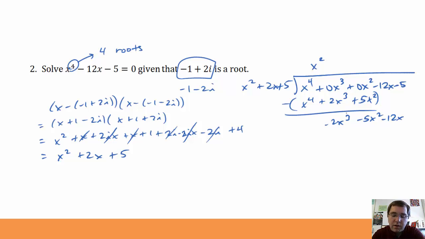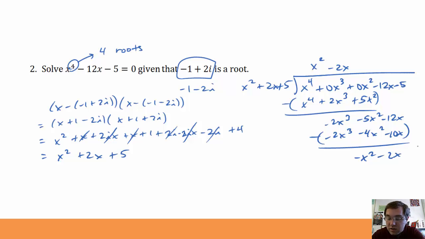I take negative 2x cubed and divide it by x squared. I get negative 2x. I multiply by negative 2x. I get negative 2x cubed minus 4x squared minus 10x. I subtract. First terms cancel as they should. I get negative 5x squared minus negative 4x squared is plus 4x squared, so that's negative x squared. Negative 12x minus negative 10x is plus 10x. That's minus 2x. I take negative x squared divided by x squared.